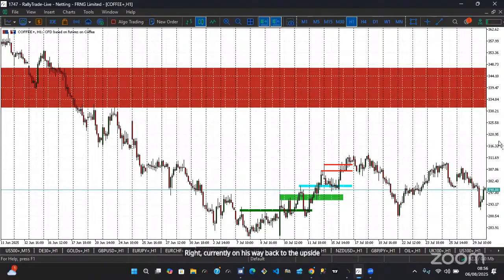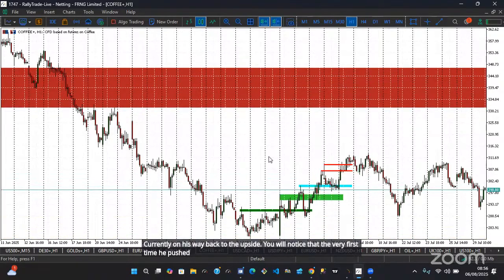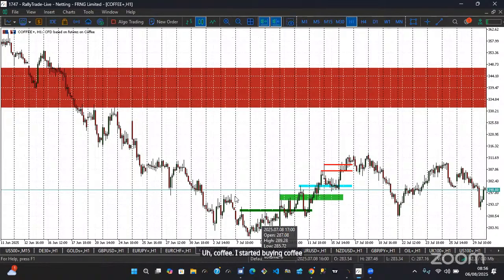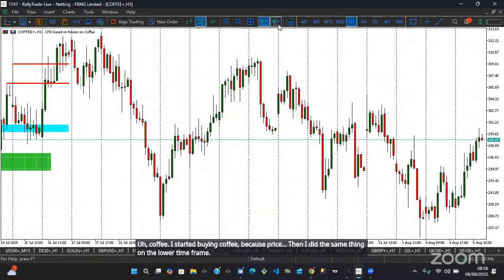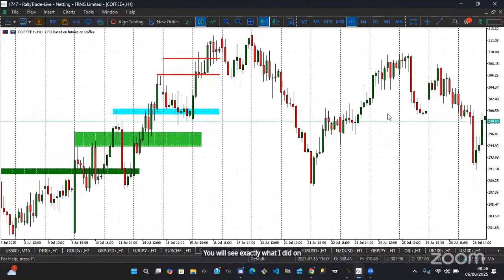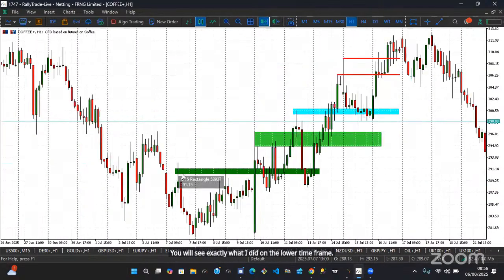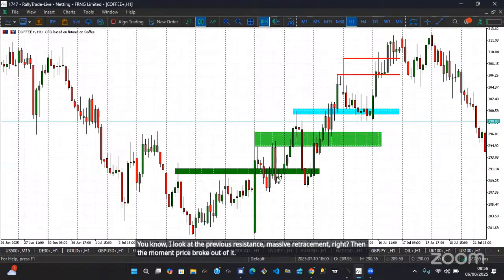You will notice that the very first time it pushed to that level, that was when I started buying coffee. Then I did the same thing on the lower time frame. You will see exactly what I did: I looked at a previous resistance, a massive retracement, then the moment price broke out of it, I marked it. When it came back there, I started to buy.